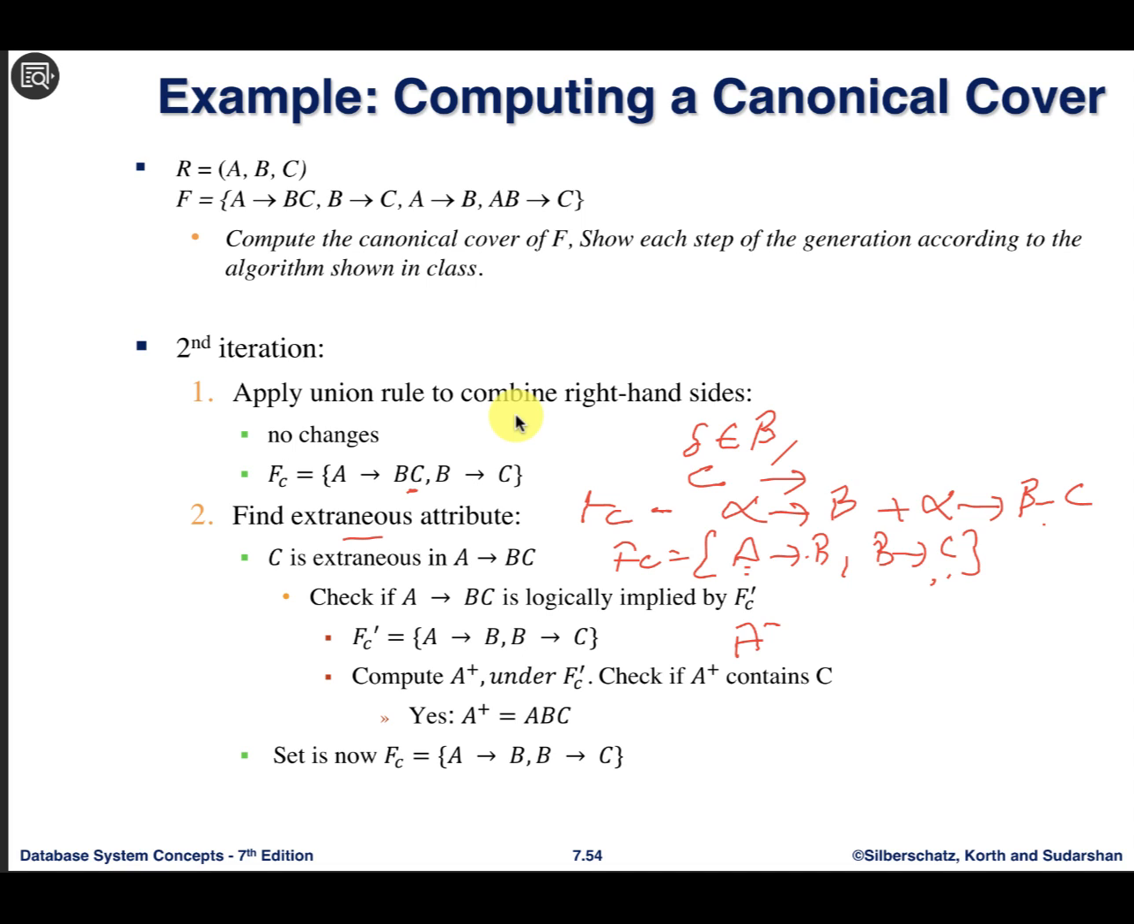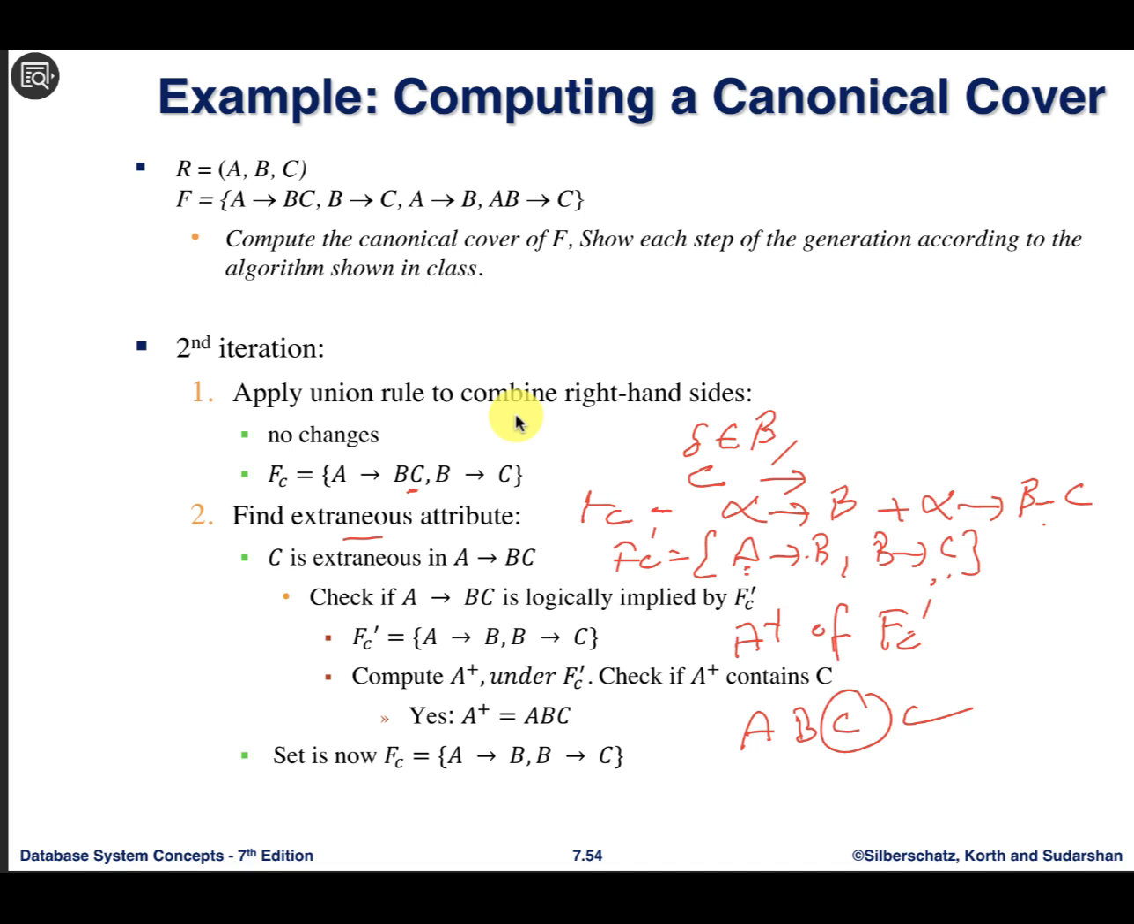So I need to compute the A closure based on, let's say, F_c prime here. That's why I'm going to use F_c prime. You need to remember to modify something. I would suspect that we have an attribute on the right-hand side that is an extraneous attribute. That means we need to update the canonical cover. What is A prime here? A prime is going to be A, B, C. Oh, I found C, the one that I removed.